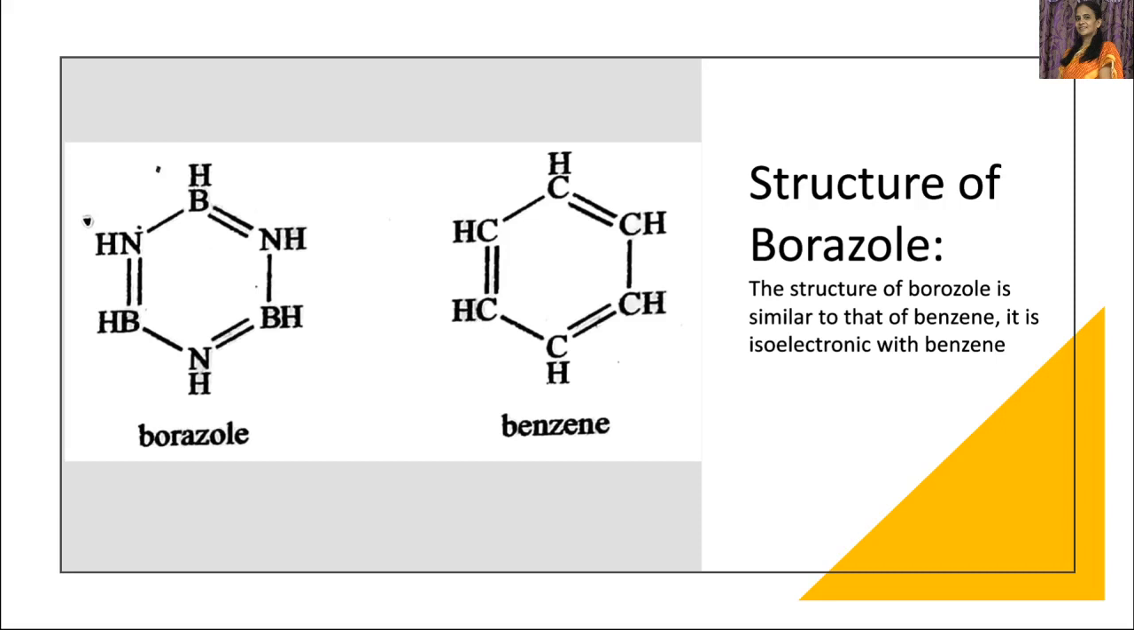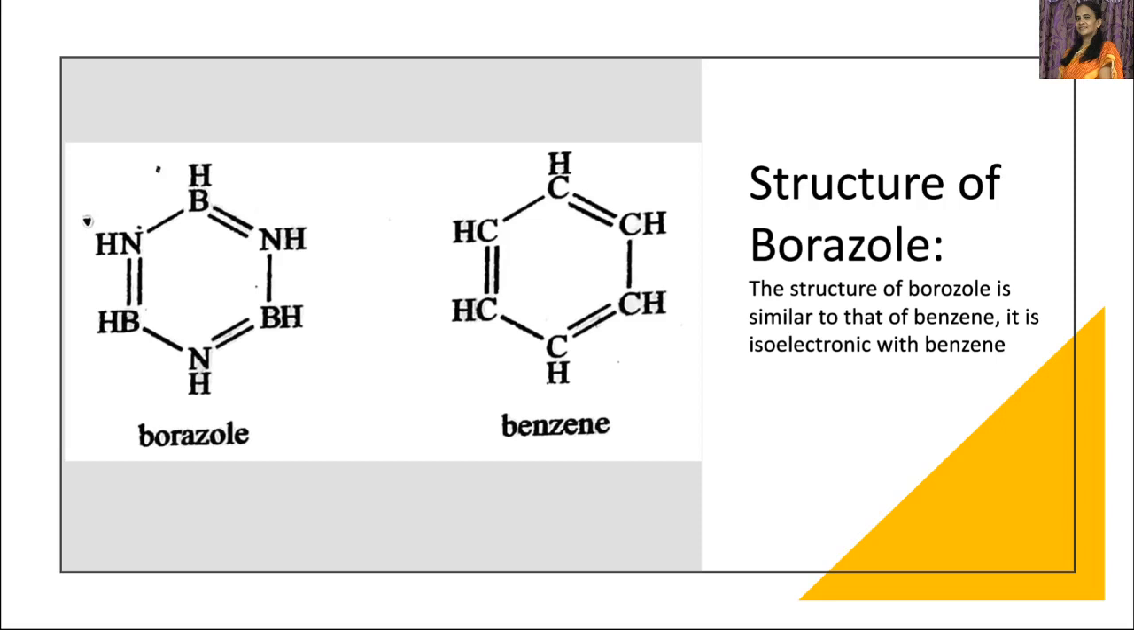This is benzene, C6H6, with alternate double bonds. A similar structure is borazole, where the ring comprises three boron atoms and three nitrogen atoms. Alternate double bonds are present, and each boron has one hydrogen, and each nitrogen atom also has one hydrogen attached to it. So this is B3N3H6, that is borazole.